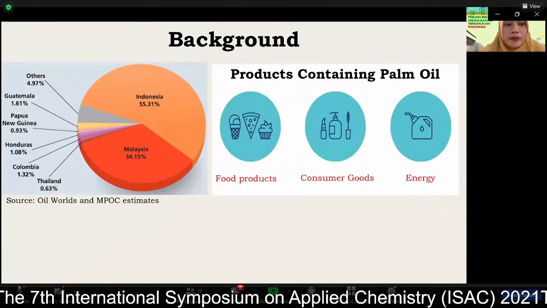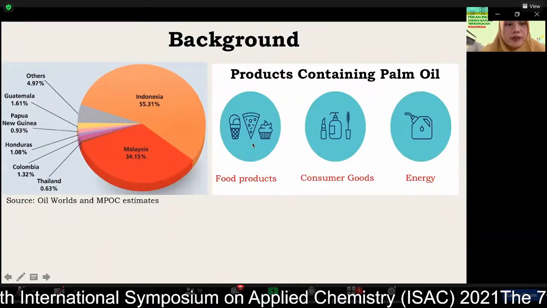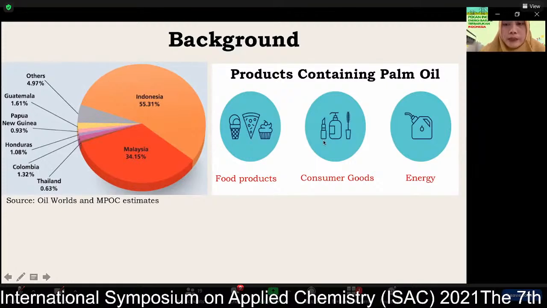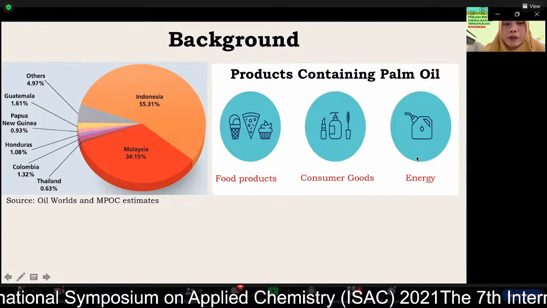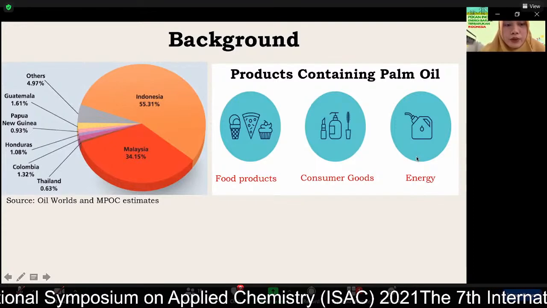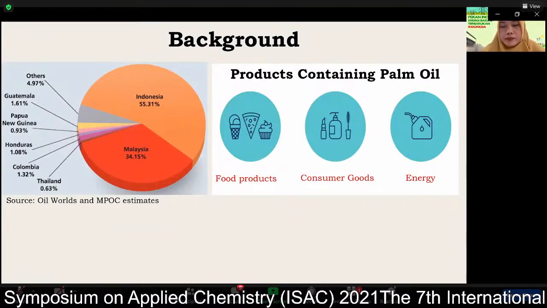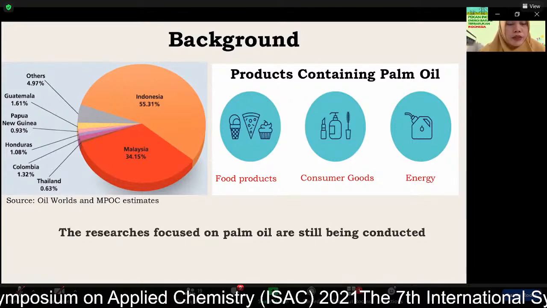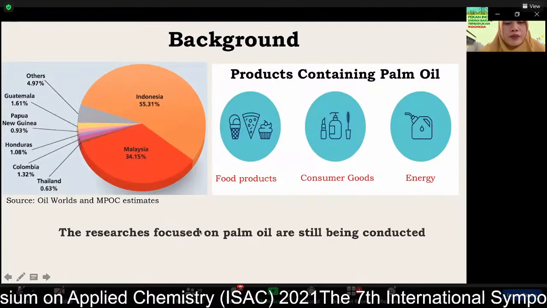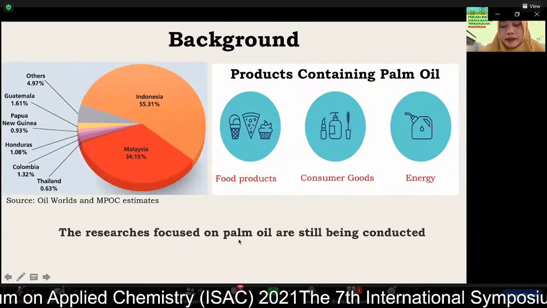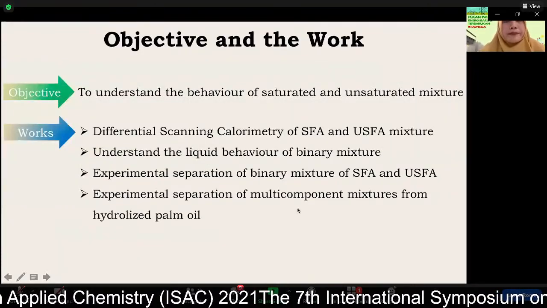Palm oil is the main feedstock for domestic food production, such as frying oil, and consumer goods such as cosmetics, soap, detergent, etc. And recently, palm oil is used as an energy source to produce renewable energy such as biodiesel production. Due to the huge daily application of palm oil, research on palm oil is still being conducted today, such as on the physical properties correlated to palm oil.